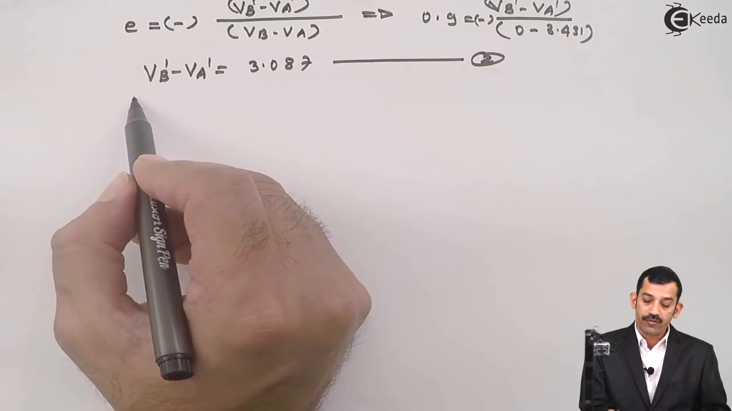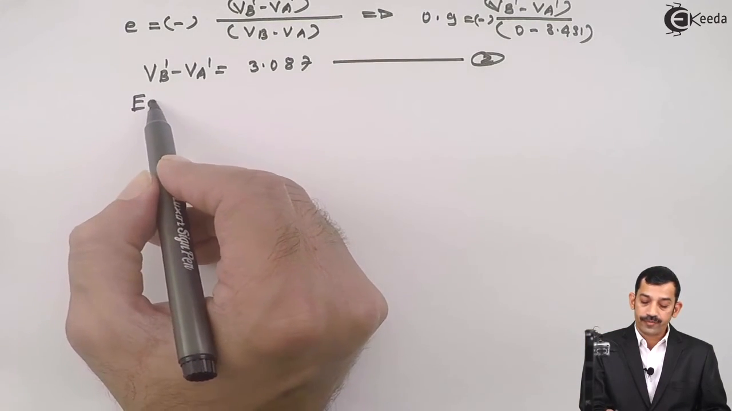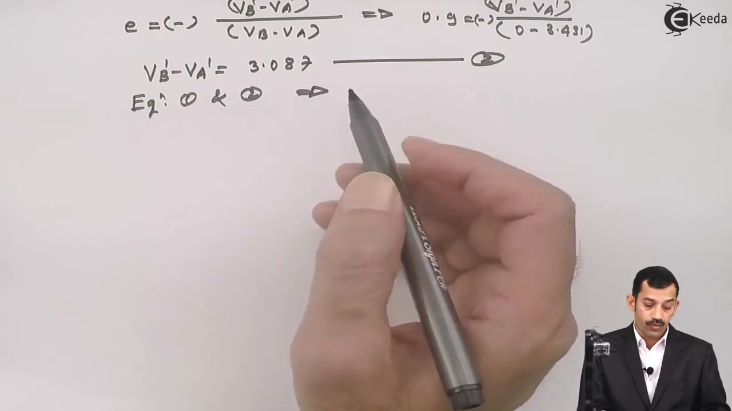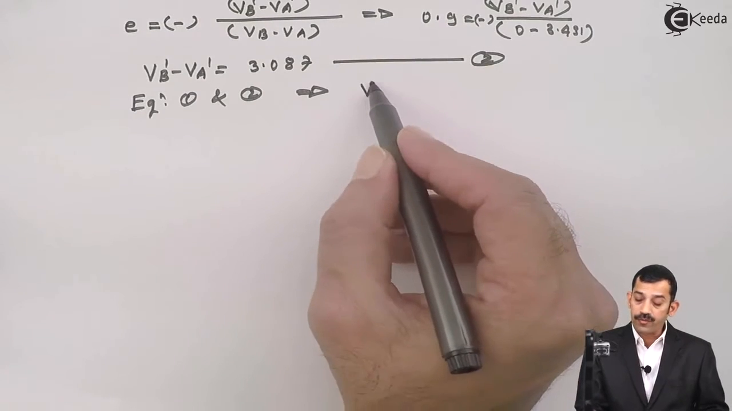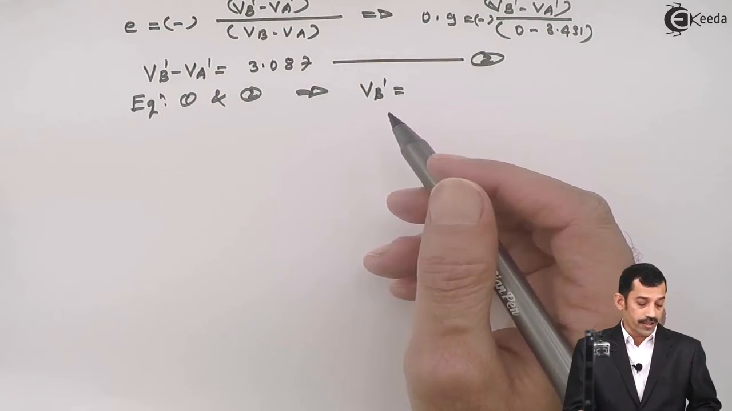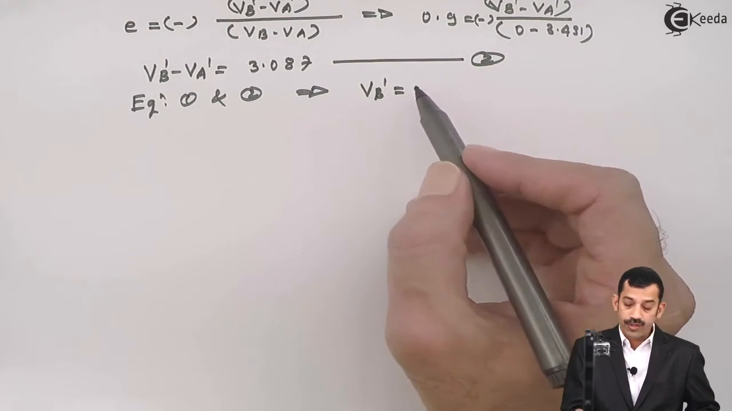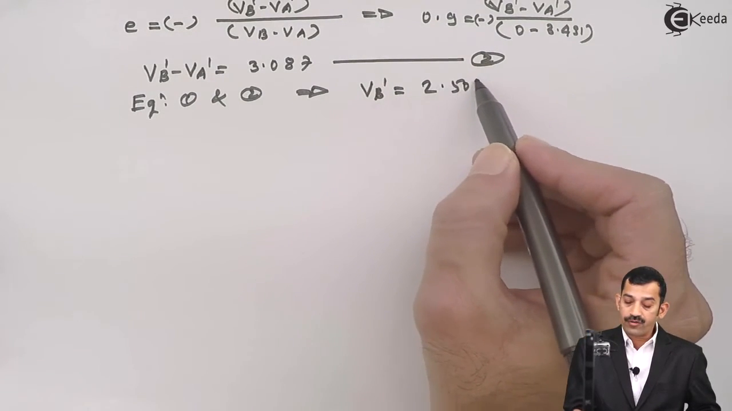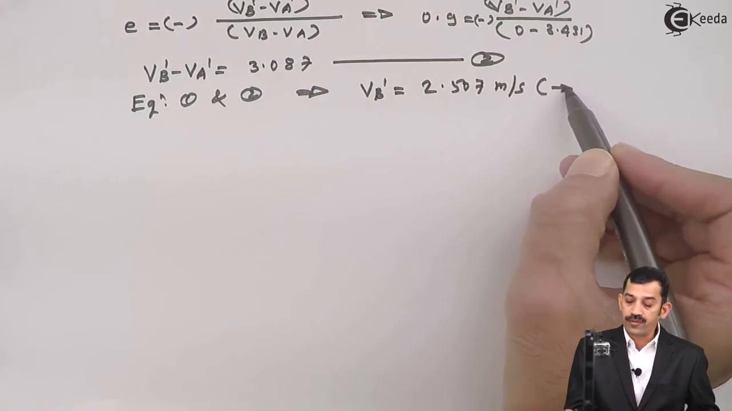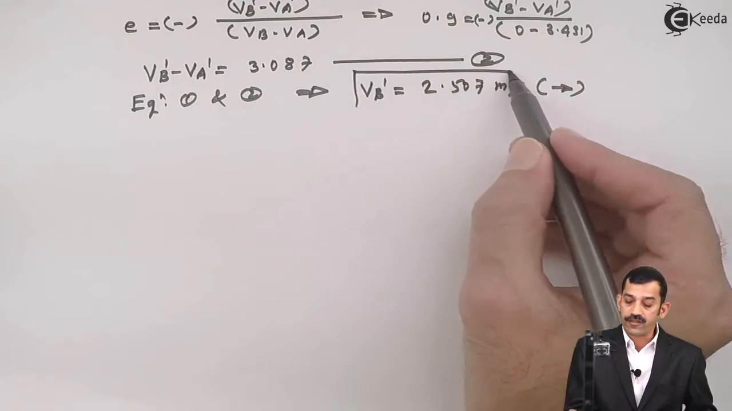Now solving equation number 1 and 2. If we solve equations 1 and 2, we are interested in VB dash, which is what the problem asks. What is the velocity of the bob of a simple pendulum just after impact? The value comes out to be 2.507 meters per second. The answer is positive, which means rightward. This is our first answer.